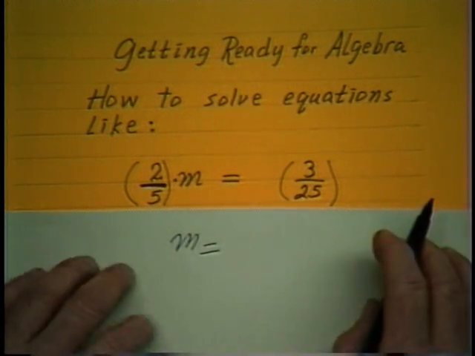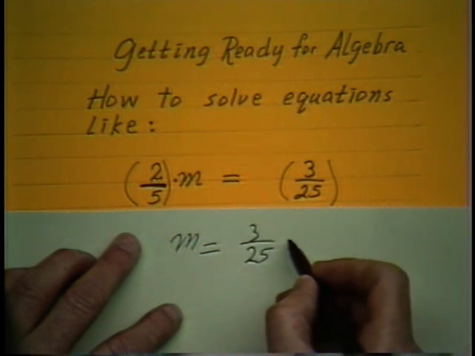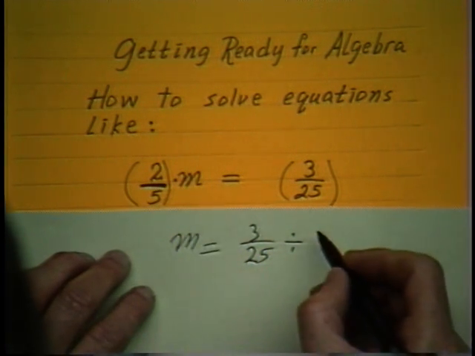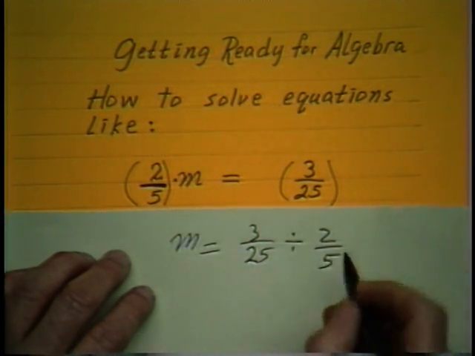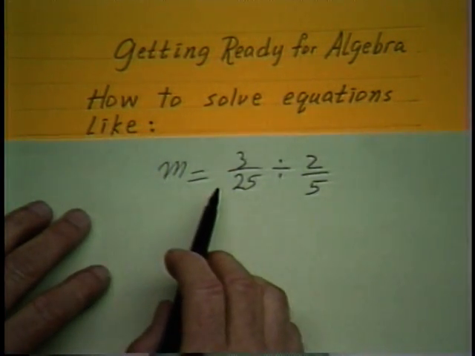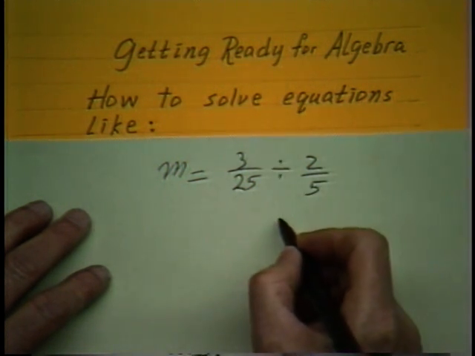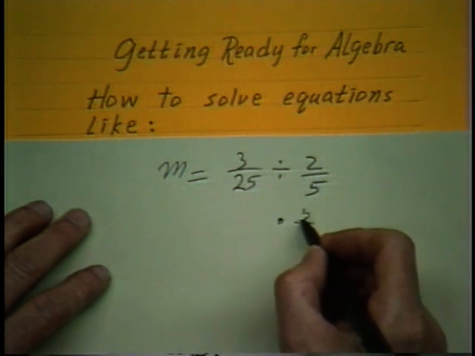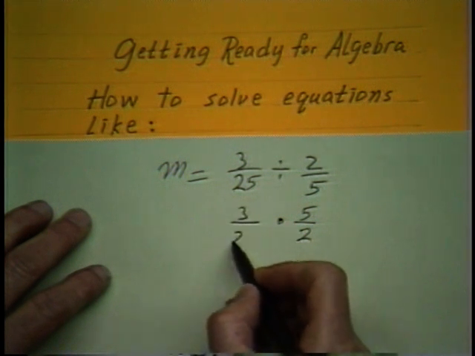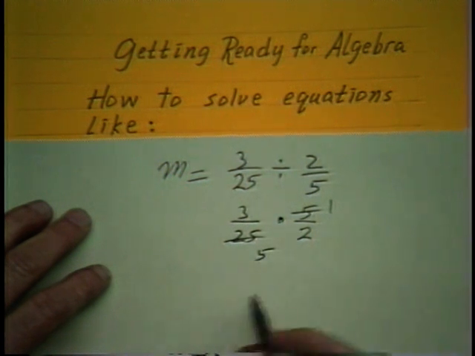but then I must divide the number over here, which is the same thing as all of this, by the same amount. And now this is m is 3/25 divided by 2/5. So division is multiplication by the reciprocal of the divisor. The dividend stays the same. Check for cancellation. There's one there.